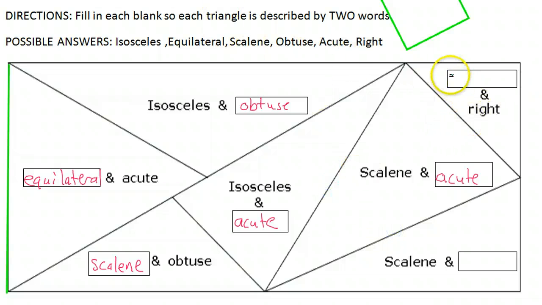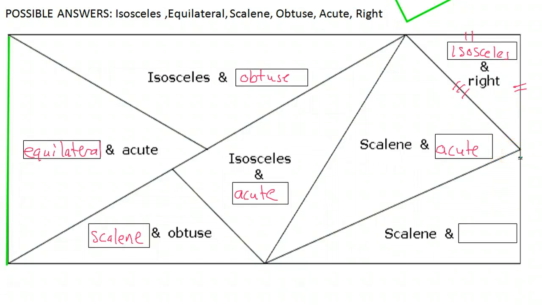It is isosceles because these two sides are equal. This side is different, but these two are equal, so that makes this isosceles. Okay? And what about this last one?